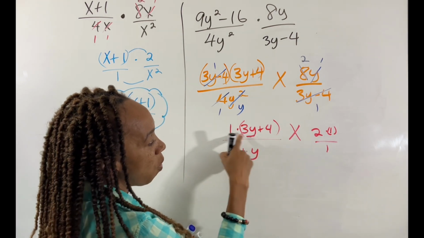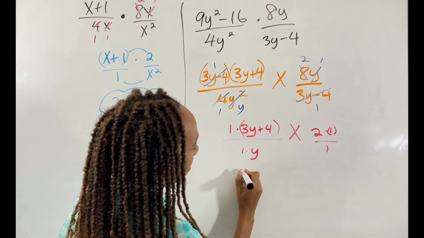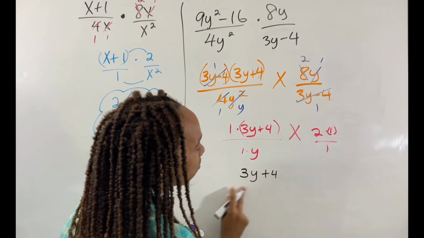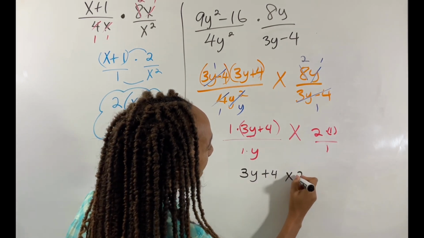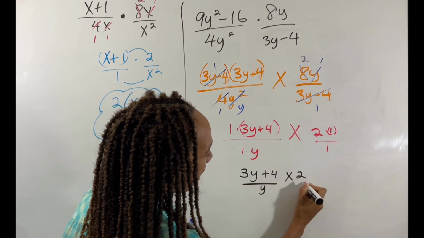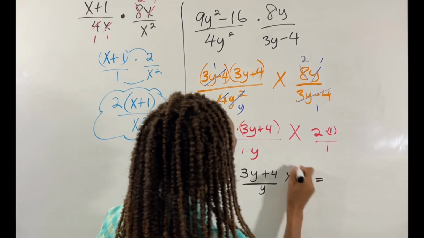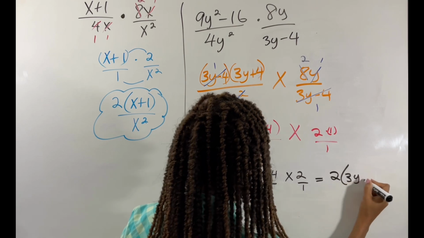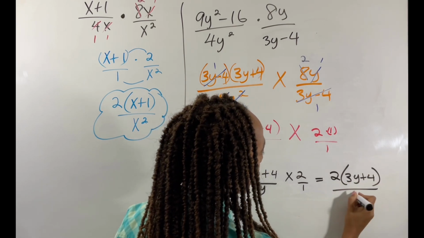So 1 times this binomial is going to be that binomial. So you have 3y plus 4, multiplied by 2, and this is going to be over y, and you can put it over 1 there. So my answer now, when I multiply this, I can have 2 open parentheses 3y plus 4, because it's multiplied by 2 over y.